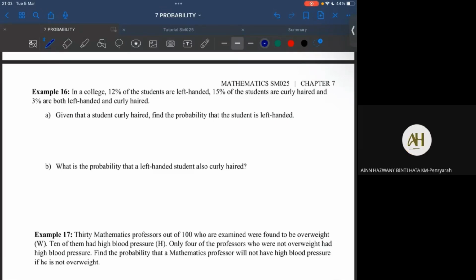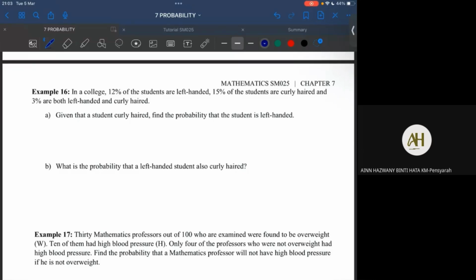Sikit lagi. Okay, example 16. Sekarang tadi tu formula. So formula tu dah diberi kat kamu. Simbolnya dah diberi tahu union ke intersect ke. Sekarang diberi soalan dalam bentuk ayat. So kita kena wujudkan mana satu yang given. Okay. So in a college, 12% of the student are left-handed. 15% of the students are curly head, and 3% are both left-handed and curly head.